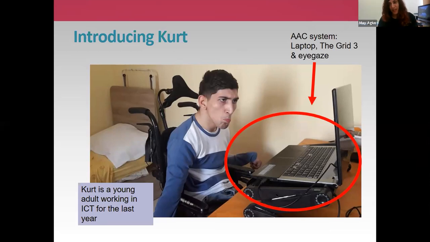Another thing I want to say here is that eye gaze has come on in leaps and bounds in the last 8 years, say. And so going back to what Raquel said earlier, the importance of that language window, Kurt did not have access to the best system to meet his needs for a very, very long time. And so it was only in more recent years that he was able to get access to all of this. I just want to say that. And the other thing I want to say is that we are still working on his mounting. Right.